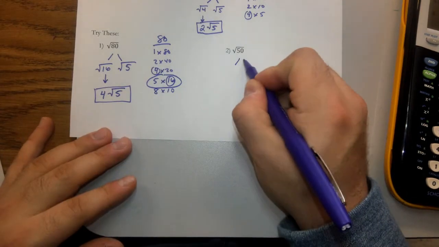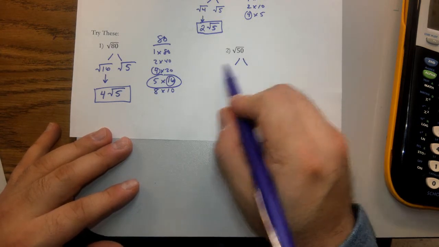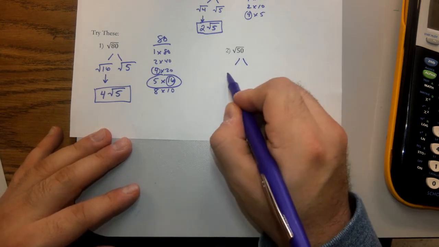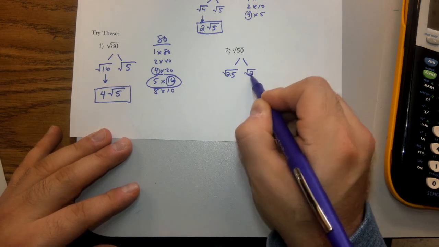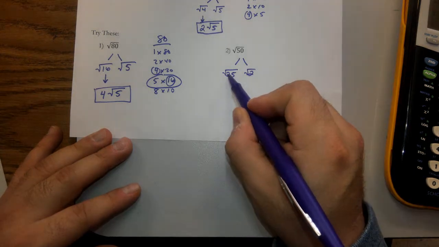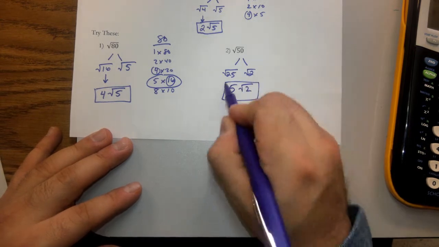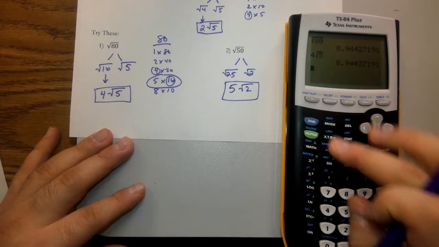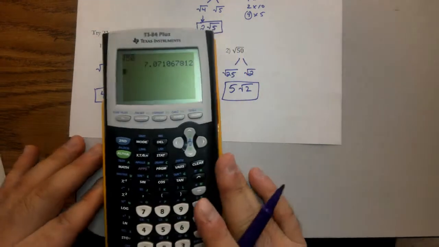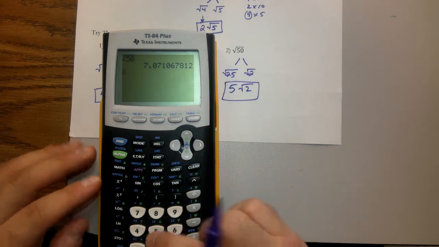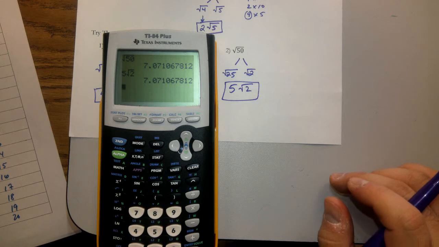If I'm going to break down 50 into two numbers that multiply to 50, and one of them being a perfect square, the largest one that I could think of would be 25 and 2. So radical 25 and radical 2. Radical 25, or the square root of 25, is really just 5. So your answer is 5 radical 2. And you can check it here. Radical 50 is going to be 7.07, and 5 radical 2 is the same thing. So there you go. Give that a shot, see how you feel about it.